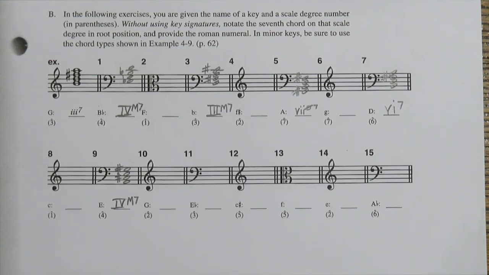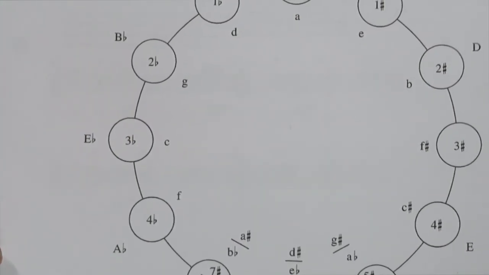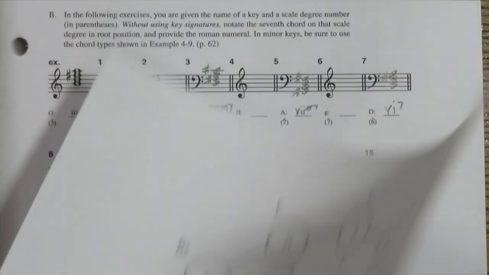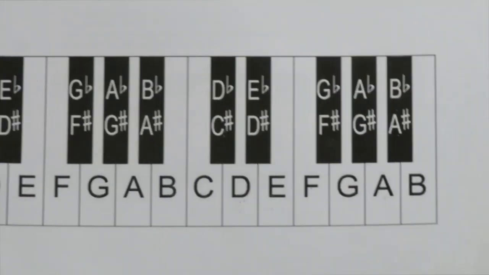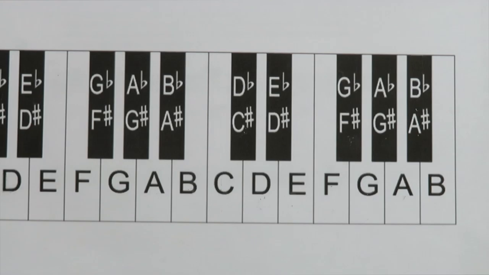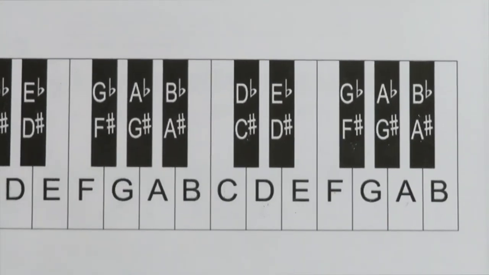Alright, now E flat. And we want to build a 3 chord. E flat major. Okay. E flat major has 3 flats. B, E, and A flat. Okay. So we go up and we want to build a 3 chord.